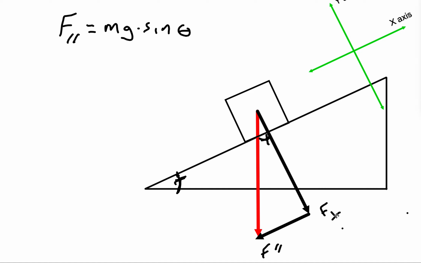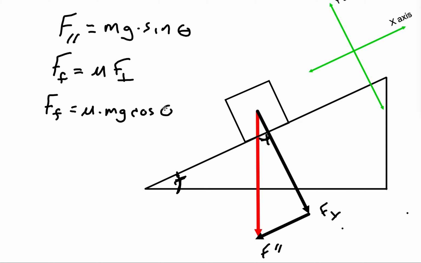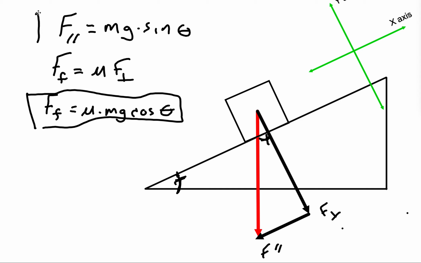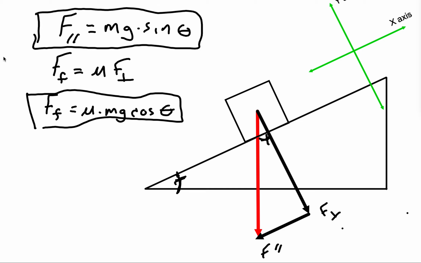We don't really care about the normal force so much as we care about friction. So let's just write it here. If I want to find friction, that's mu times the normal force. So friction is going to be mu, the coefficient of friction, times mg cosine theta. And this is the component of the force that's making it slide down the ramp.